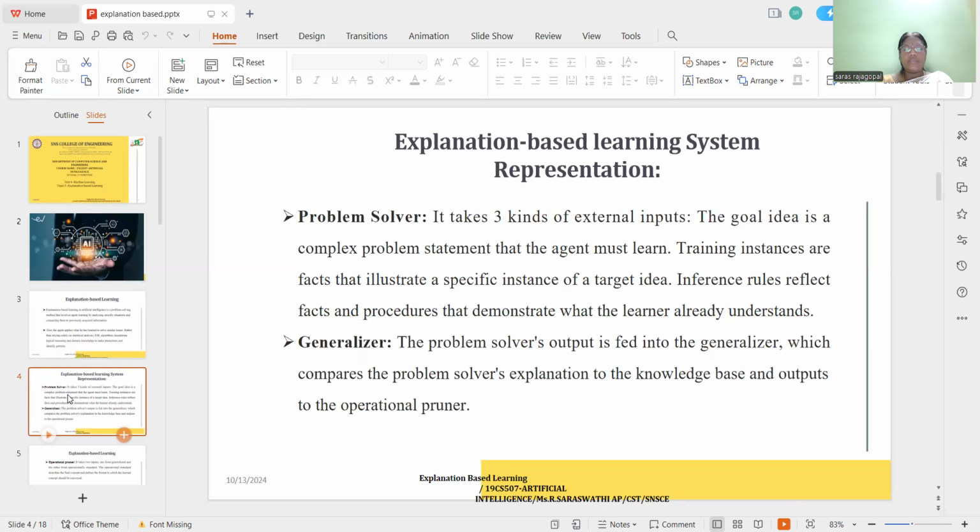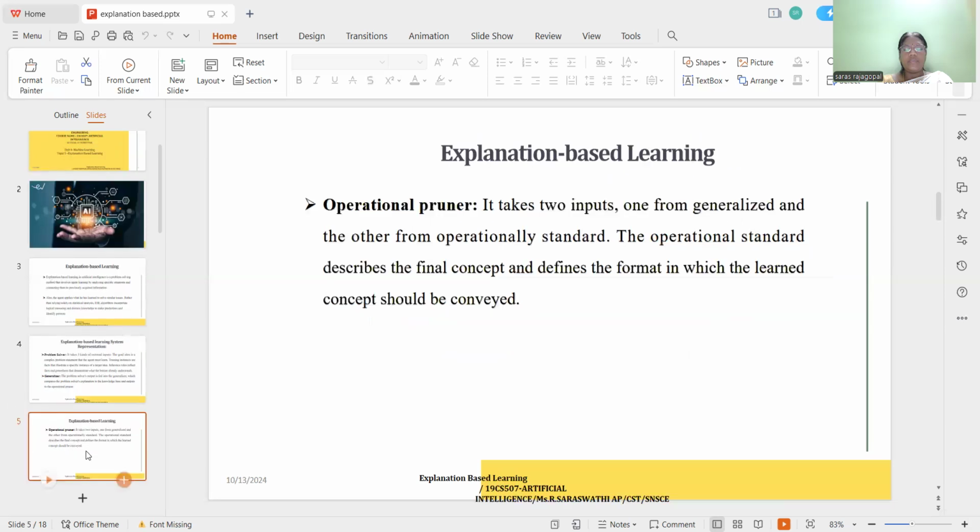Generalizer. The problem solver's output is fed into the generalizer, which compares the problem solver's explanation to the knowledge base and outputs to the operational pruner. Operational pruner. It takes two inputs, one from the generalizer and the other from the operational standard. The operational standard describes the final concept and defines the format in which the learned concept should be conveyed.